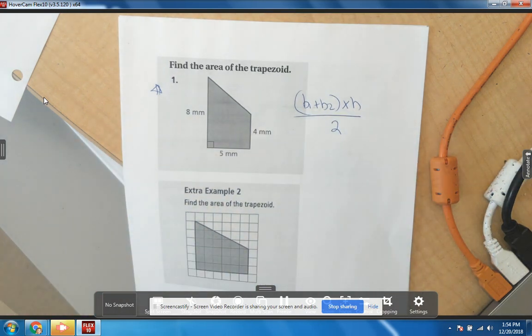So figure out which two are parallel. Those are your two bases. Add them up, multiply by the height, divide by 2.